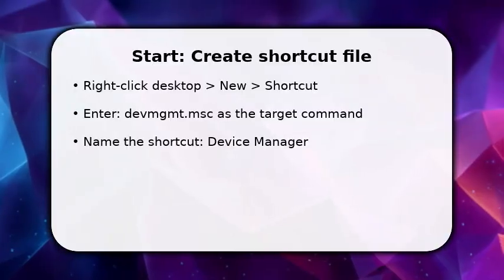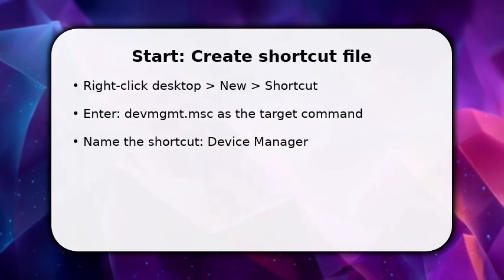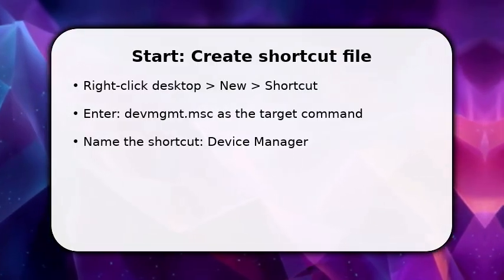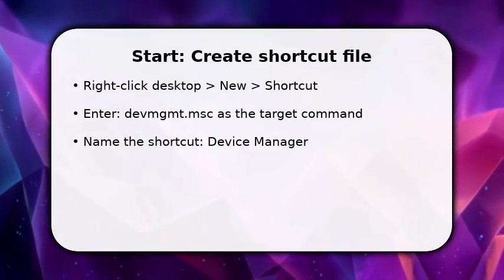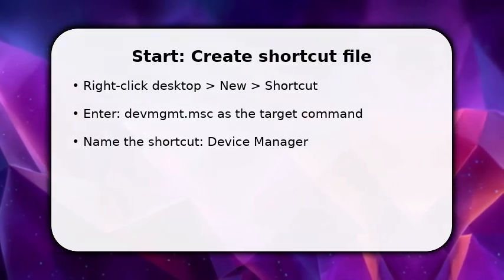You start by making the actual shortcut so you can open Device Manager quickly. Right-click the desktop and choose New, then Shortcut. This creates a practical access point. When prompted for the item location, type devmgmt.msc, and click Next. Name it Device Manager so it's instantly recognizable.